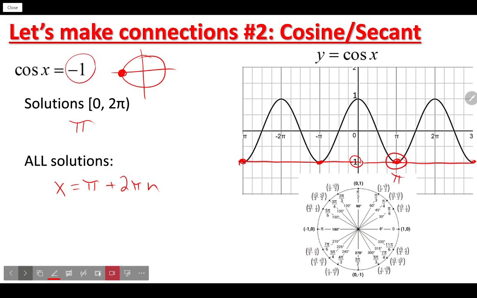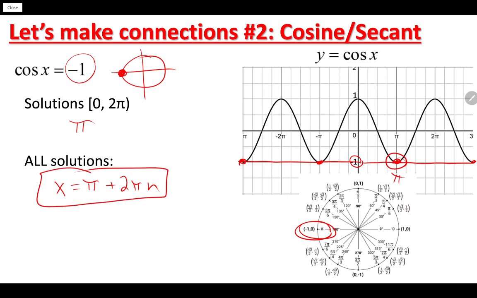And again, relating it back to the unit circle, pi is a solution here. That's the only one in the unit circle. So you have to go 2 pi to get to another solution. So that would be naming all solutions.